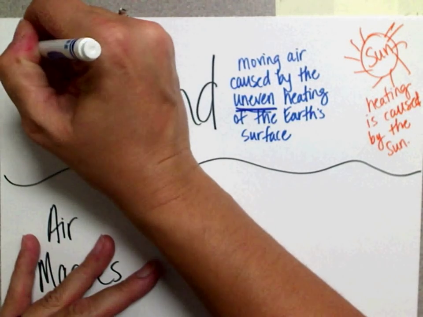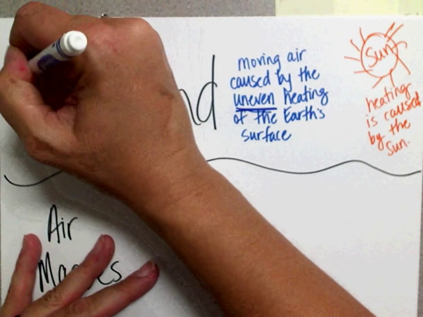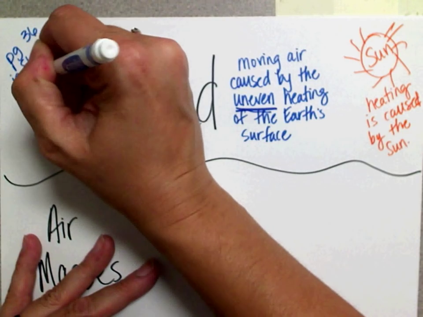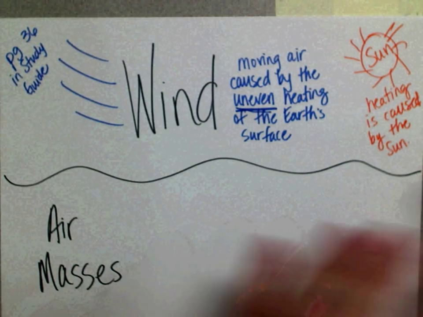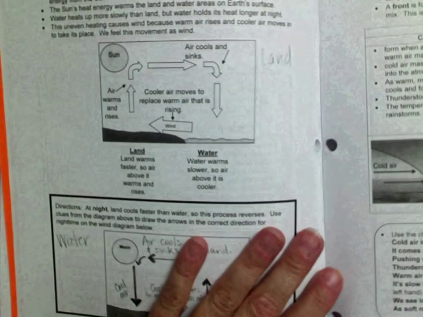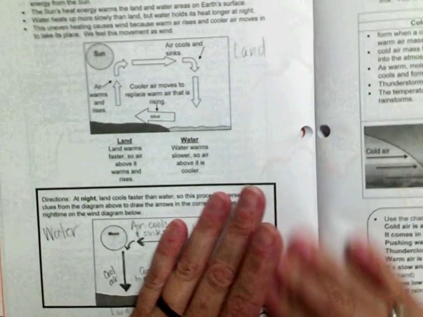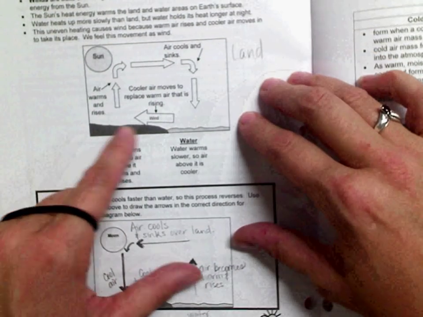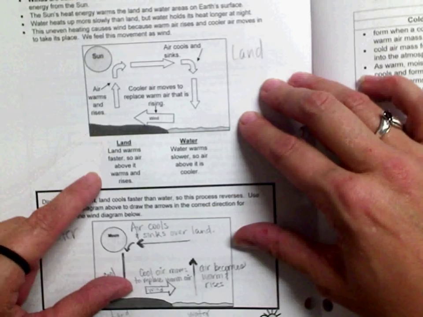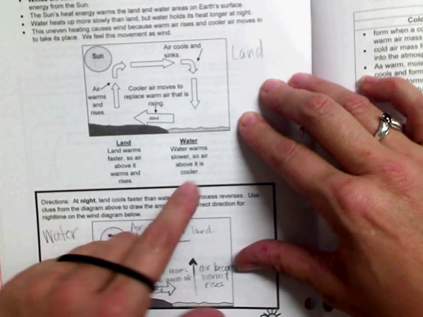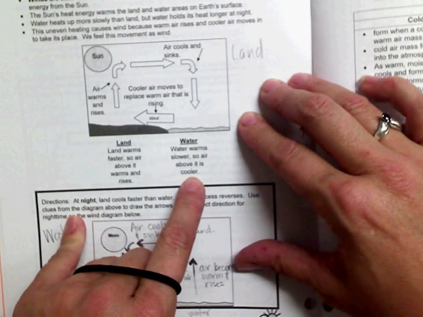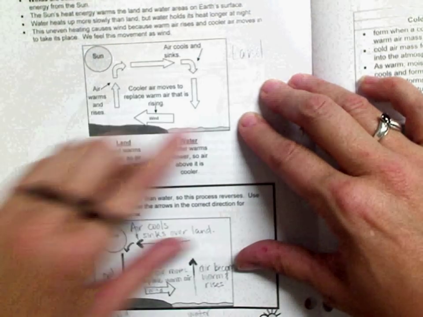Now let's look at page 36, not in our journals, in your study guide. Let's look at these pictures. We have our land over here and our water over here. Remember, the land warms up fast, but it also cools down fast. The water, on the other hand, warms up slower, and it also cools down slower.